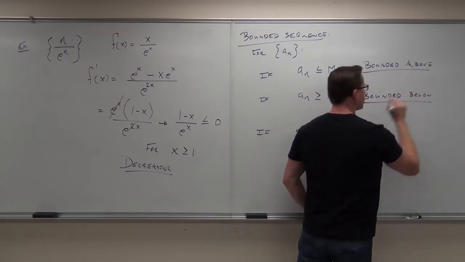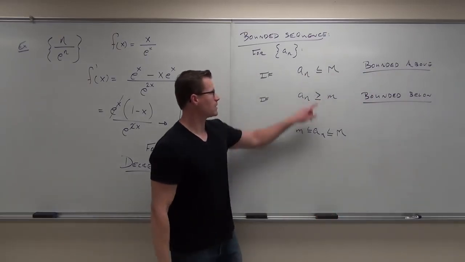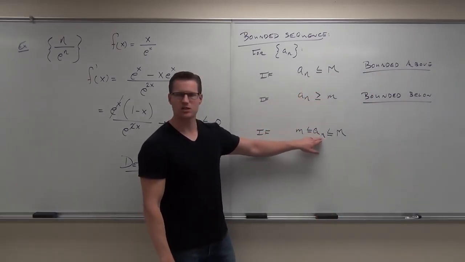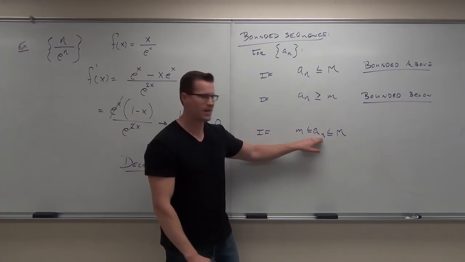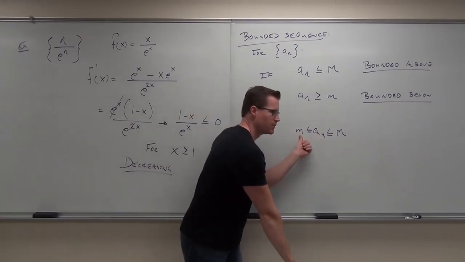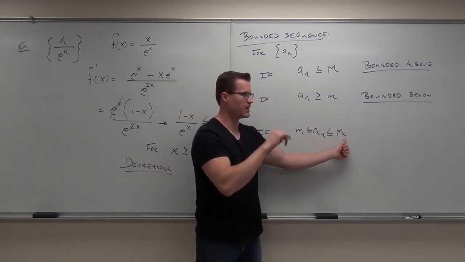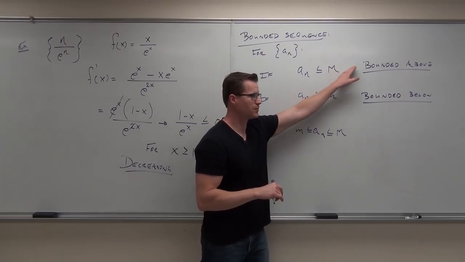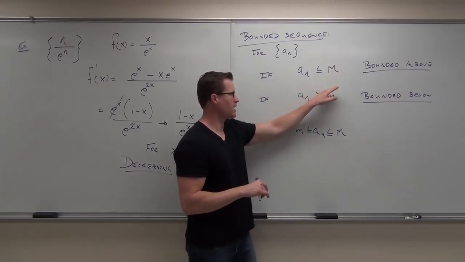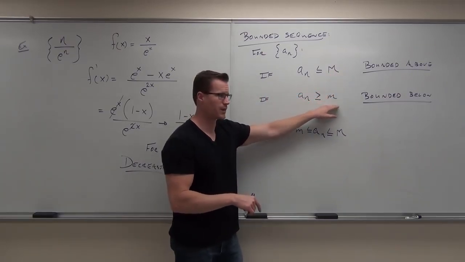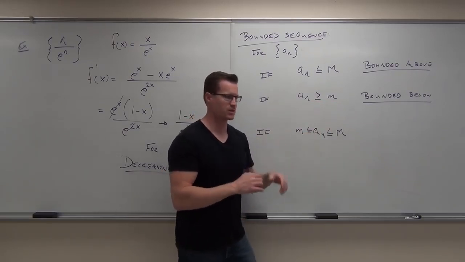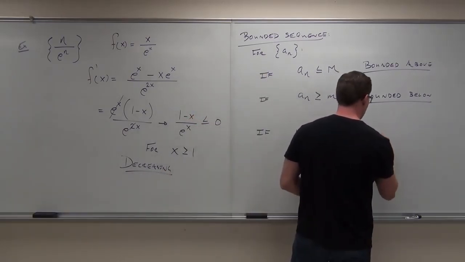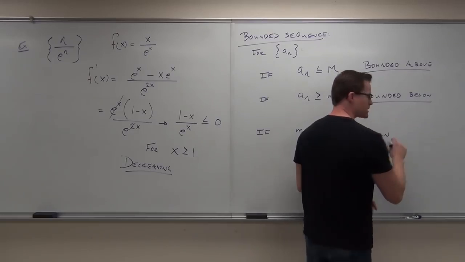Now, what if both things happen? What if every term of our sequence is never smaller than this, but never bigger than this? Basically, it's bounded above, it never rises above M. It's bounded below, never goes below little m. We just say it's bounded. This would be a bounded sequence. It's sandwiched. It's got a ceiling and it's got a floor.